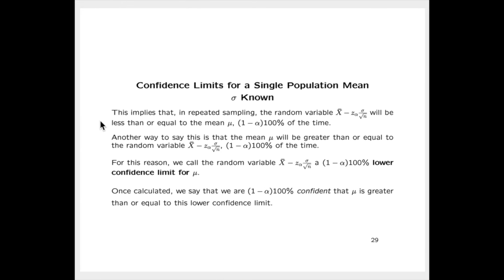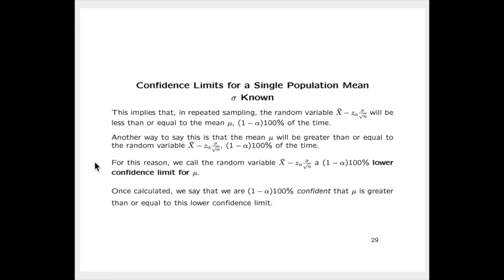And so this implies, in repeated sampling, and by this we're thinking about probability from the relative frequency sense, that the random variable given by x bar minus z sub alpha times sigma over the square root of the sample size will be less than or equal to the population mean mu this percentage of the time, 1 minus alpha times 100%. Another way to say this is that the mean mu will be greater than or equal to the random variable x bar minus z sub alpha times sigma over the square root of the sample size, 1 minus alpha times 100% of the time.